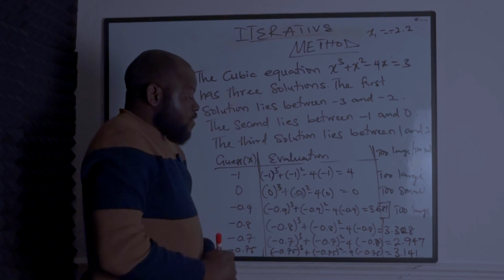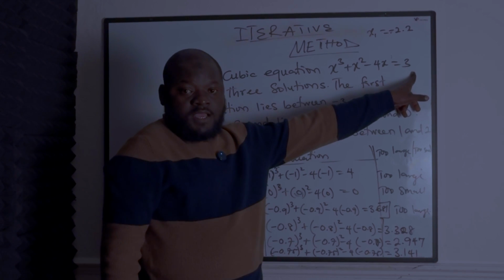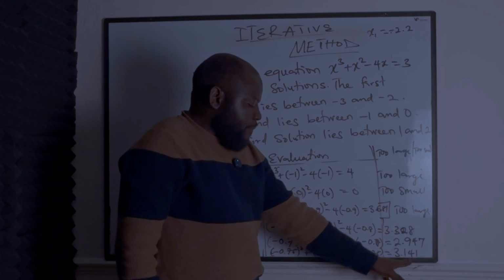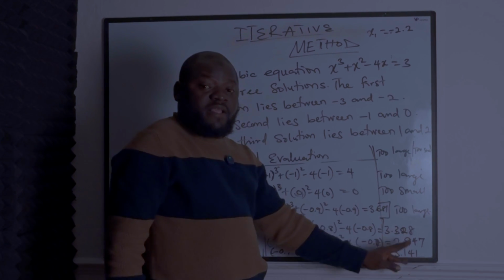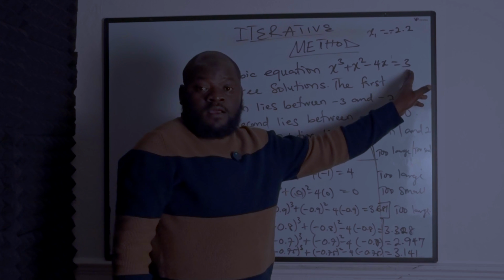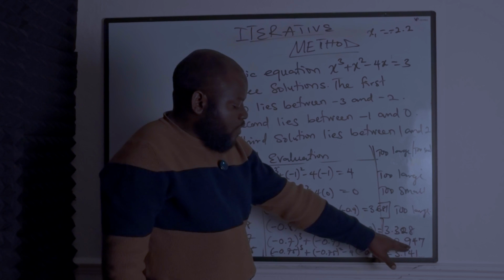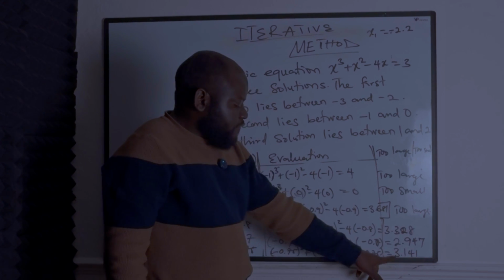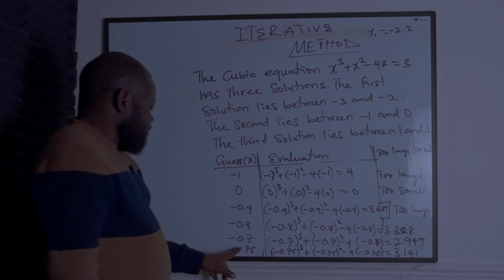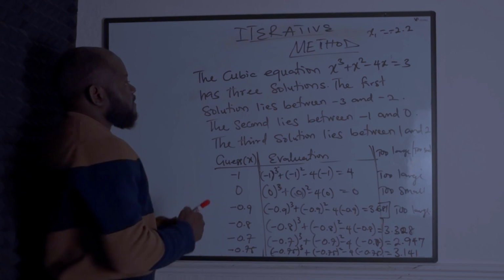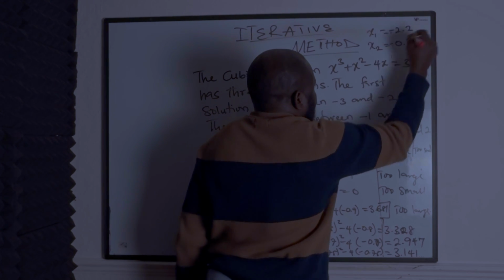3.141. So if you look at this now, 3.141 is greater than this. Am I making sense? And I've told you, you cannot approximate the number that is greater than the number you are looking for. However, you can approximate the number that is smaller compared to what? The number you are looking for. So that means we're going to settle for 2.947 instead of 3.141. So what number gives us that 2.947? That is minus 0.7. That means x2, the second solution, is minus 0.7.